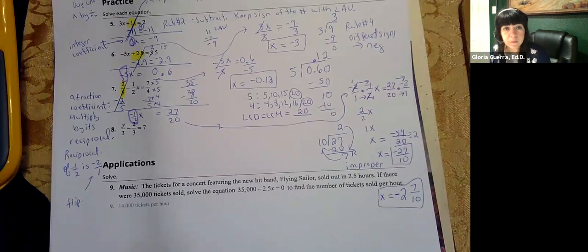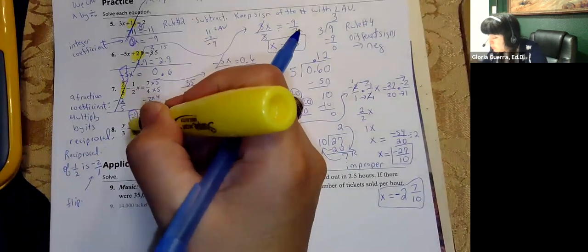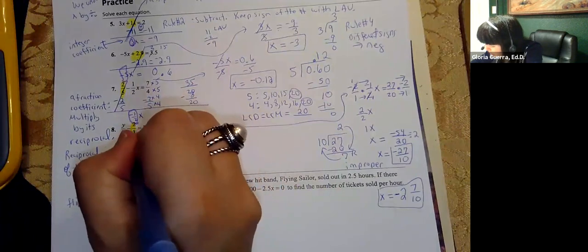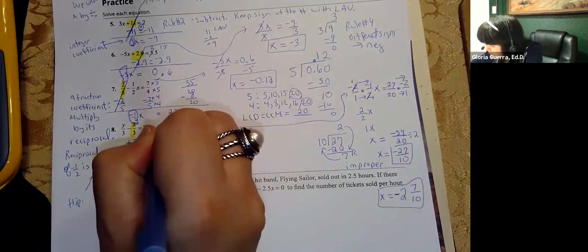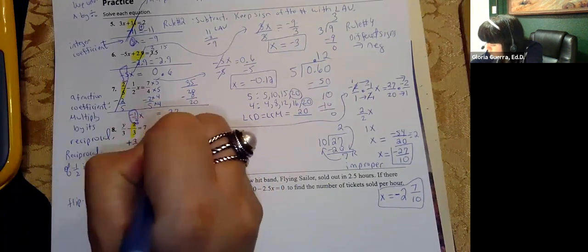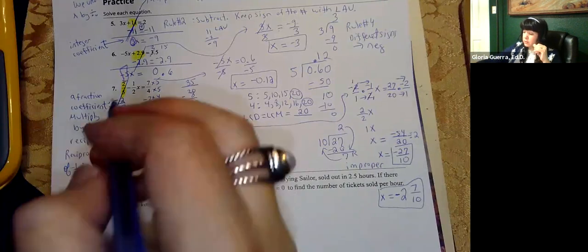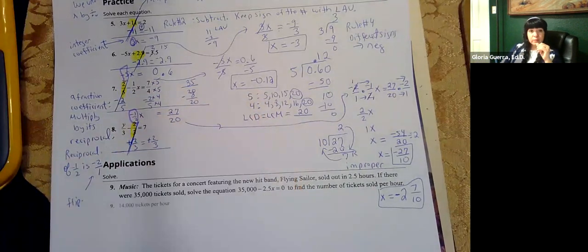Okay, now for number 8, we're going to solve for y. So I'm going to start by moving the negative 2/3, and I'm going to add positive 2/3 to both sides of the equation. And then the two-thirds and the minus two-thirds fall out.